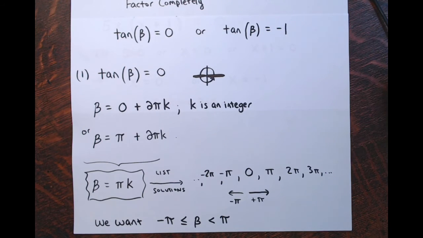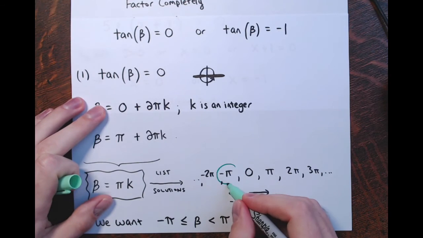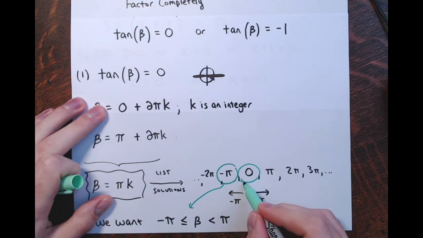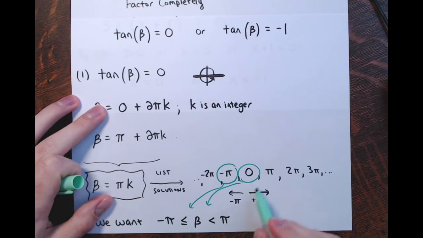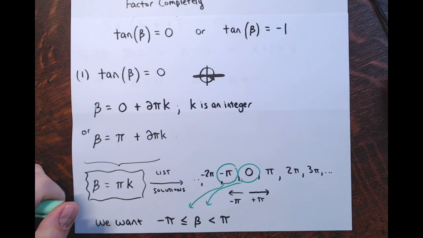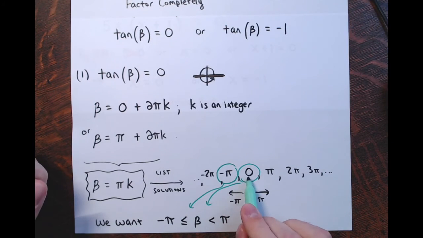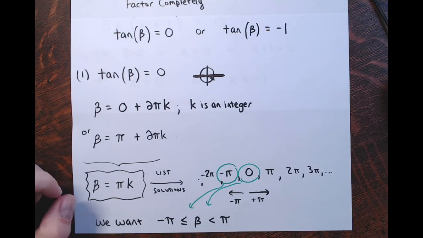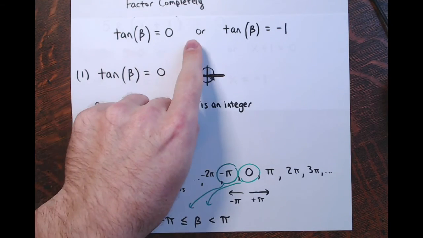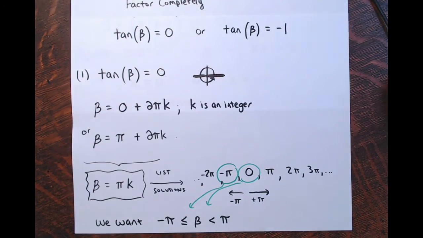So looking at my list of solutions here, the only ones that satisfy this are negative pi, right? Negative pi is included here, and 0. 0's in there as well. Pi is not, right? This is strictly less than pi. So the only two solutions I'm getting out of this first equation are beta equals 0 and beta equals negative pi. All right. Now that was the first equation. Now let's look at this other one.